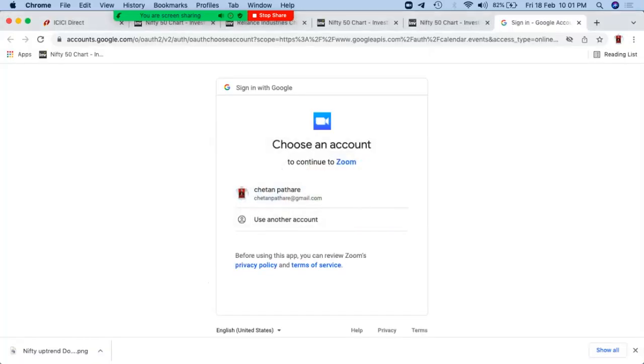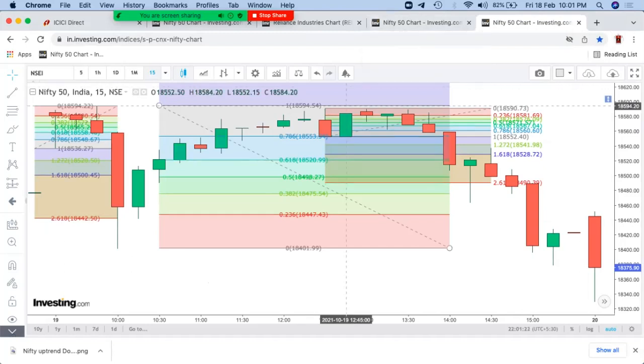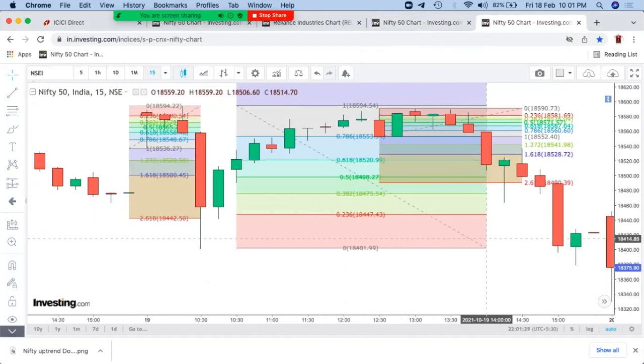So where were we? We were on the charts and we were talking about the reversals, right? So we saw a bull trend. Now we'll see a bear trend, how exactly that has been happening, right?